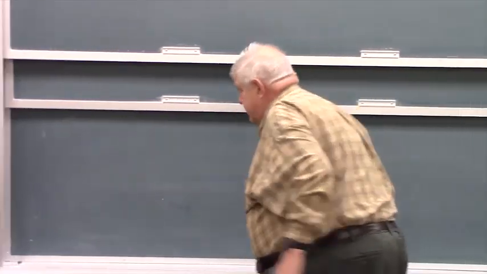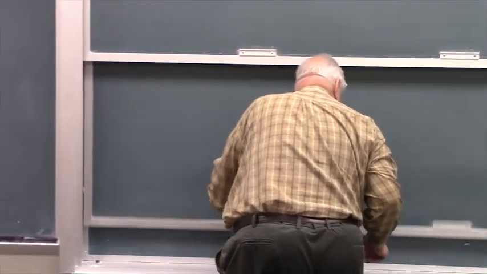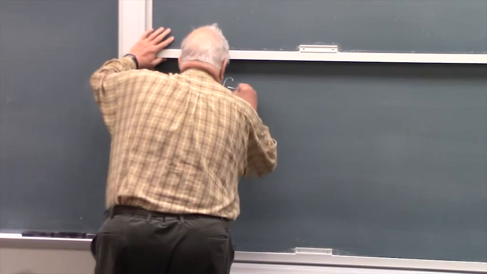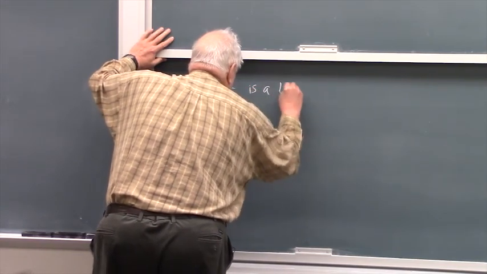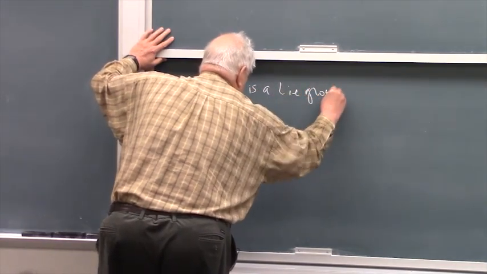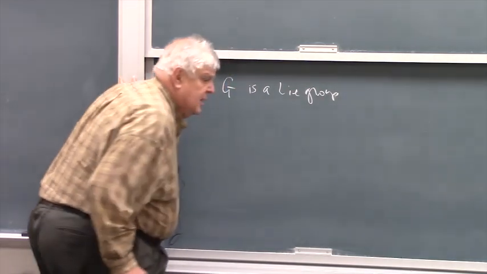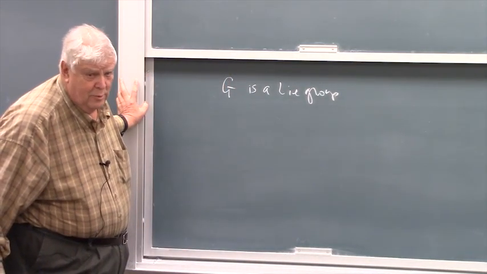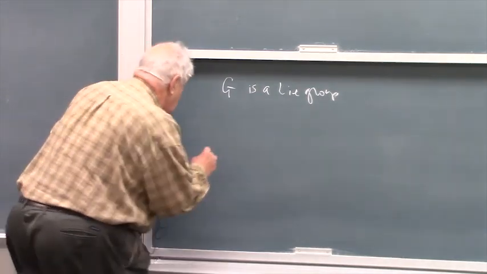So, there is a thing which is called a one-parameter subgroup. Again, G is a Lie group. A one-parameter subgroup. It is very much one parameter, but not so much group. Is a homomorphism.